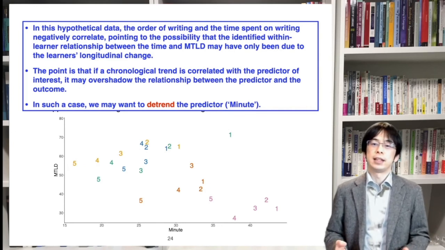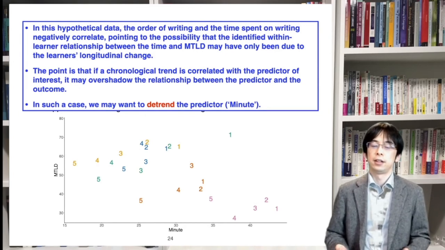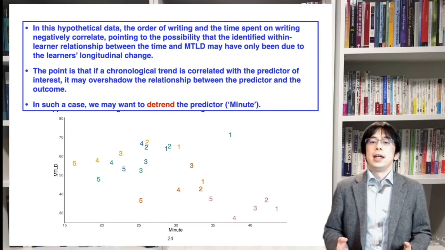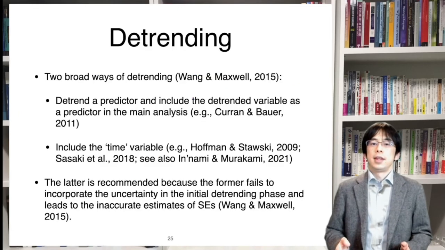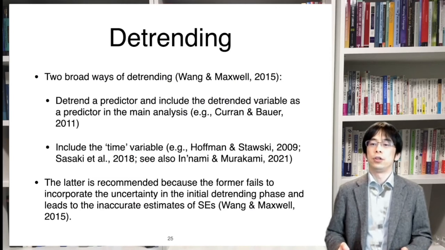And the point is that if a chronological trend is correlated with a predictor of interest, in our case it's minute, it may overshadow the relationship between the predictor and the outcome. And in such a case, we might want to detrend the predictor. So minute in our case. There are two broad ways of detrending. The first approach is to detrend a predictor and include the detrended variable as a predictor in the main analysis. And this two-step approach has been used in SLA as well.